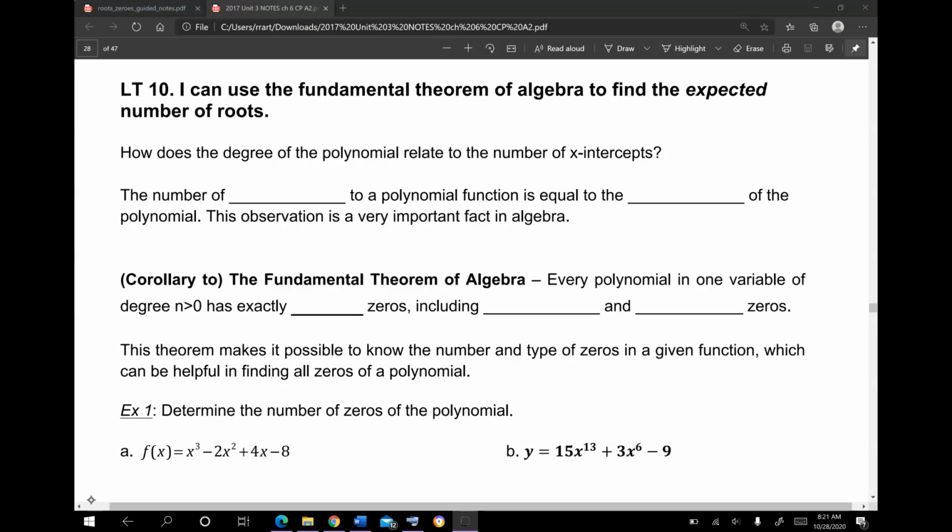So how does the degree of a polynomial relate to the number of x-intercepts? Well, the number of x-intercepts, which we also know are solutions and zeros and factors, okay? So the number of x-intercepts to a polynomial function is equal to the degree, which we're going to change x-intercepts to solutions because we're talking about solving. So the number of solutions to a polynomial function is equal to the degree of the polynomial.